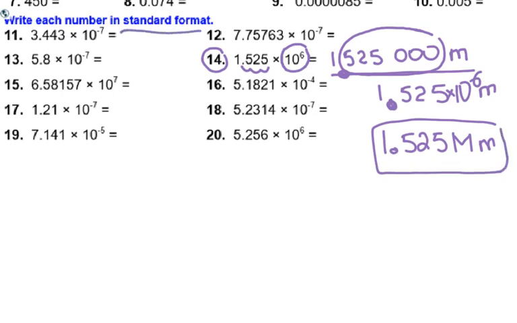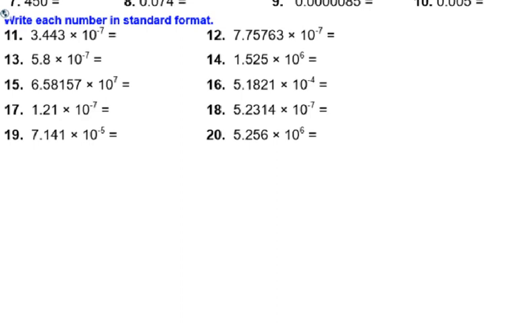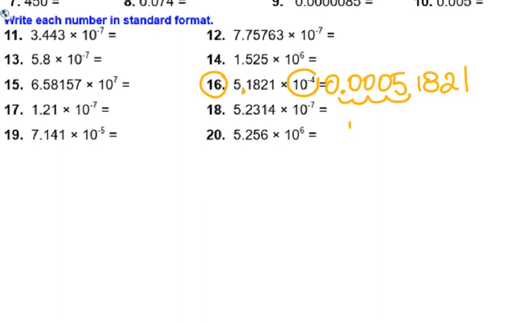But they didn't ask me to write it with the correct prefix. They just said rewrite in standard format. So the standard format is going to be 1,525,000 meters. I'm going to solve one more question from this section. So I'm going to choose one with a negative power. So let's do number 16. This one says I have to move my decimal 4 positions to the left. So if I have a 5 and I move the decimal 1, 2, 3, 4, so I have a 0 point and I have 1, 2, 3, 5 is the 4th position, and 1, 8, 2, 1. So the answer is this much.